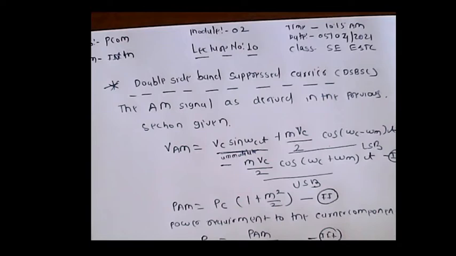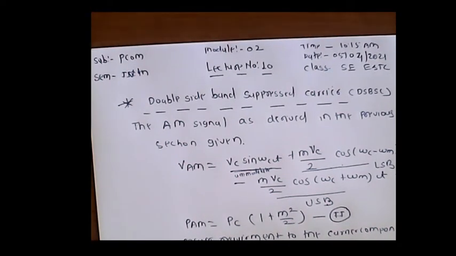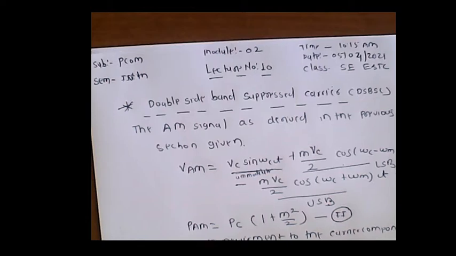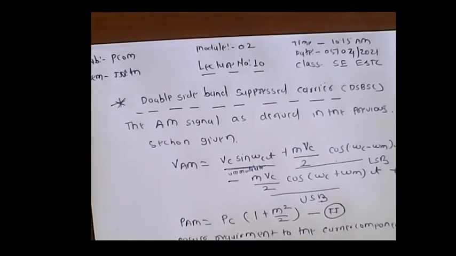So today's lecture we discuss about module number 2, amplitude modulation and demodulation. The lecture series Principle of Communication Engineering. Lecture number 10, we start with the double sideband suppressed carrier.